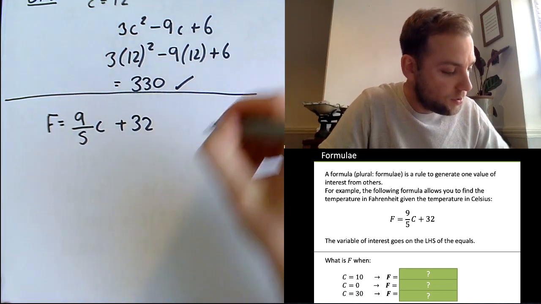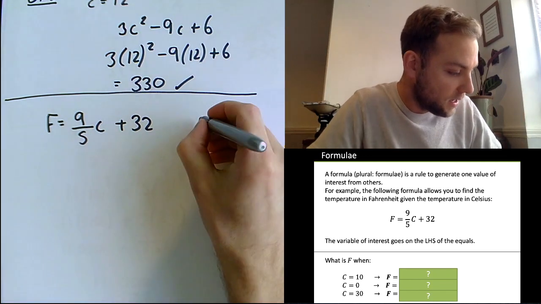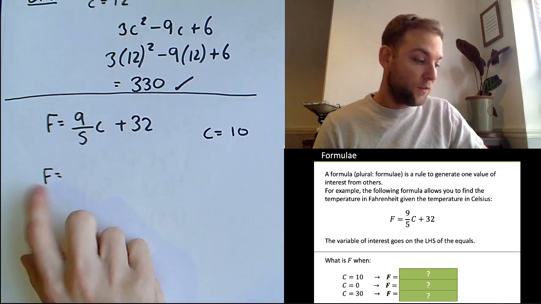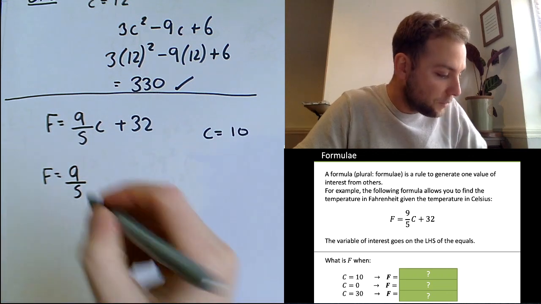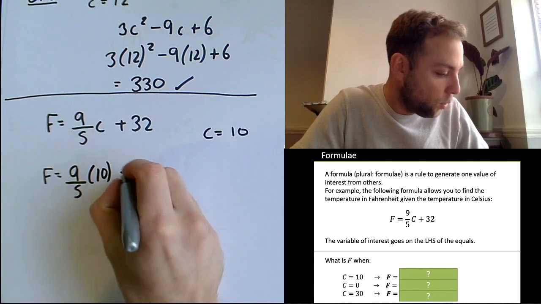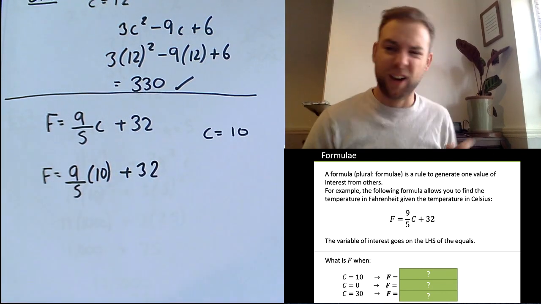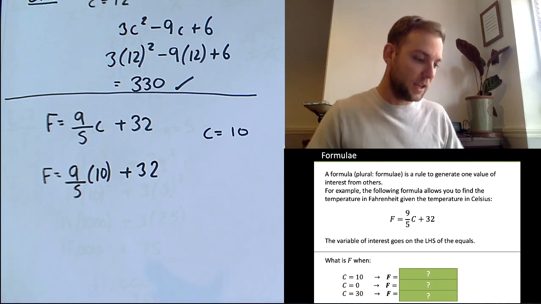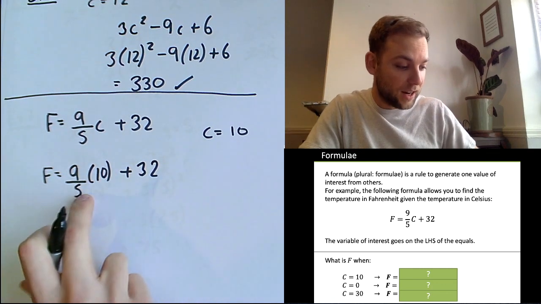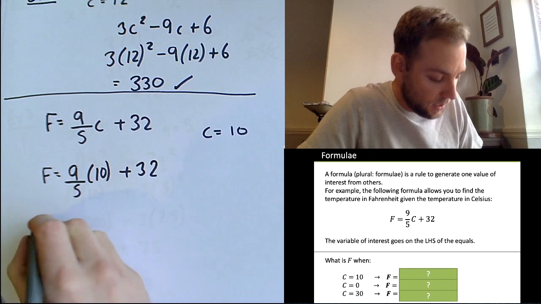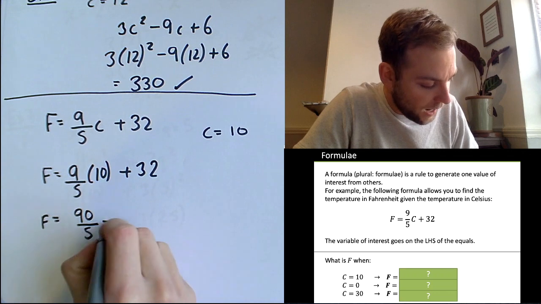Now, I'm going to show you how to do this non-calculator, then calculator. So let's do the first one here. The first one says that c is equal to 10. We've got F here, we've got 9 over 5, remember we're replacing this with a mini bracket, times the 10 plus 32. Now the problem is we've got this fraction which is a little bit nasty, but we're not going to let that scare us. It means 9 times 10 divided by 5. Or you can do it the other way around if you want. You can do 10 divided by 5 times 9. I'm going to do it that way. So F is equal to 9 times 10, which is 90, divided by 5, plus 32.